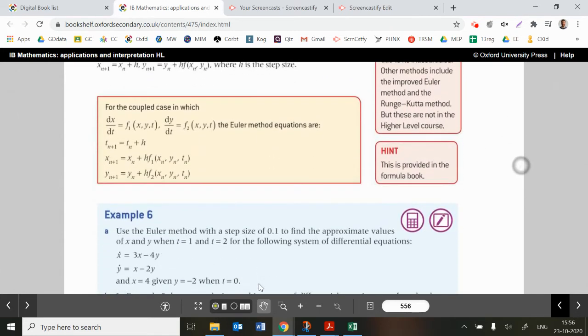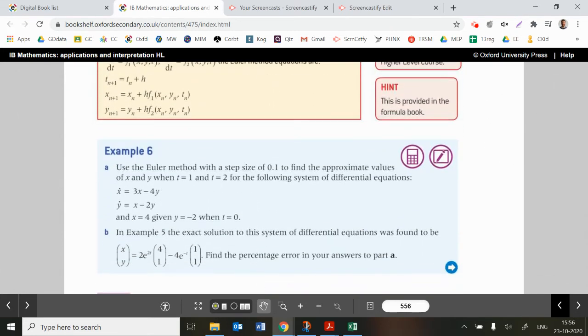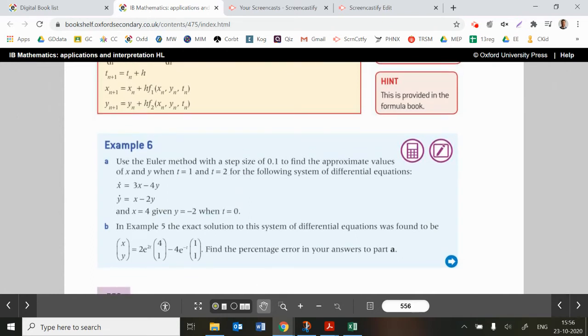Okay, so let's apply this then. This one says, use the Euler method with a step of 0.1 to find the approximate values of x and y when t is 1 and t is 2. It gives us some starting conditions here, and dx/dt and dy/dt as well. So we've got initial conditions when time is 0, x is 4 and y is -2.